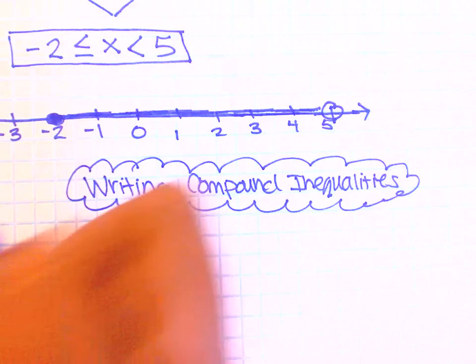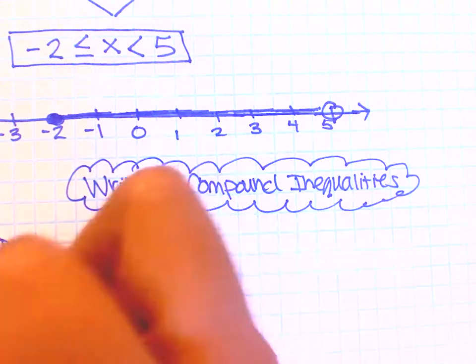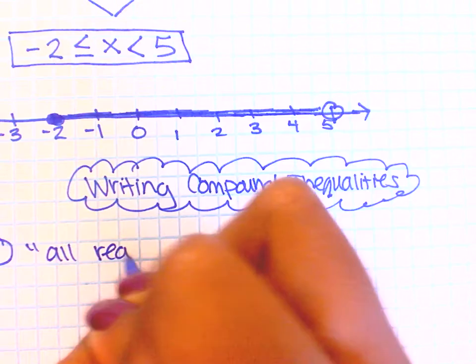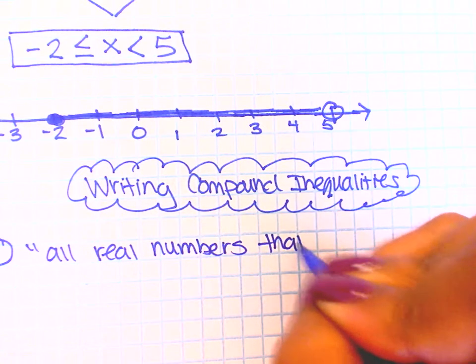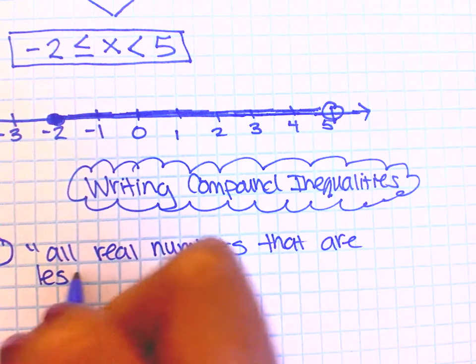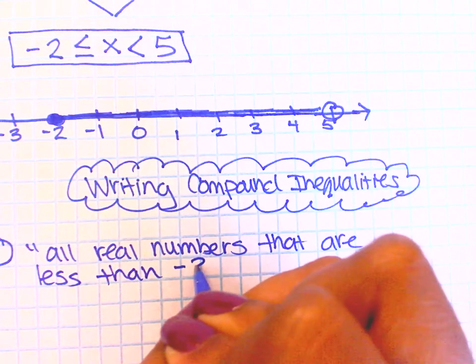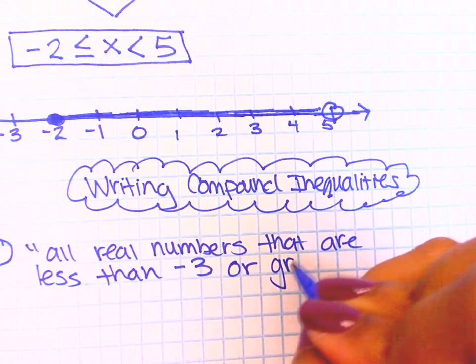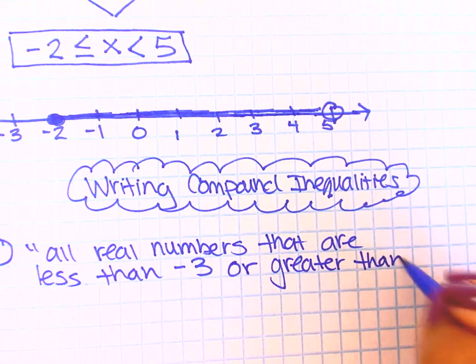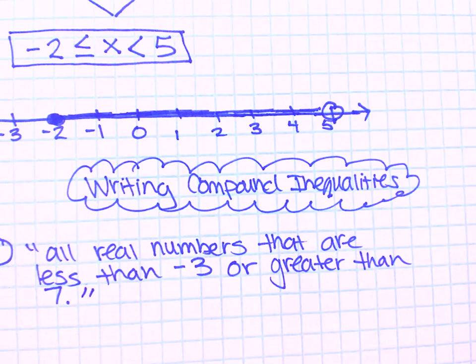Okay, so you might get one that looks like this, so it's in word form again. All real numbers that are less than -3, here's the or type problems, or greater than 7. Please write it down. So this is an or problem. So with the or problems, are we going to shade inwards? No, they're going to shade away from each other.